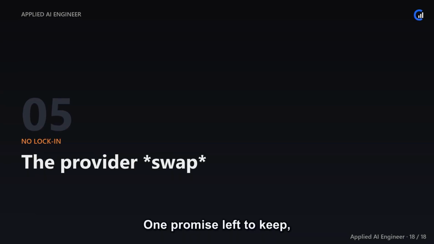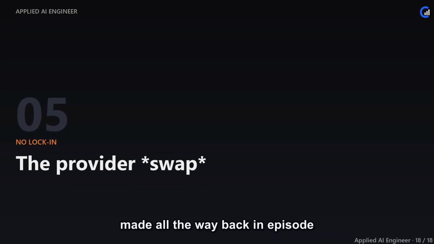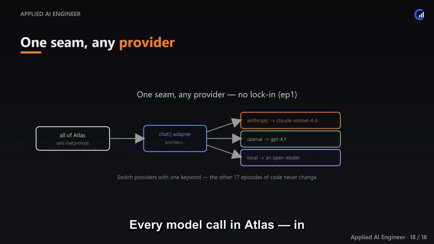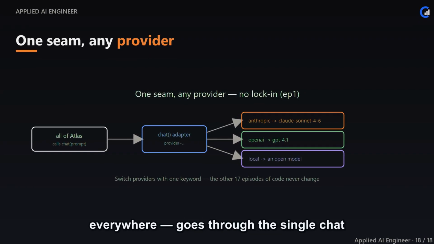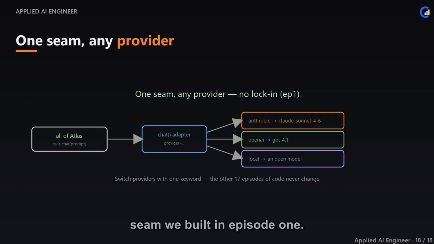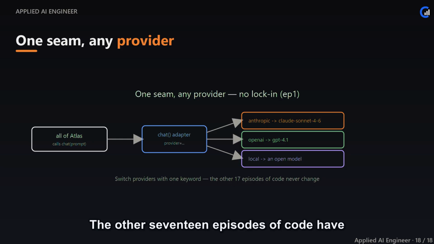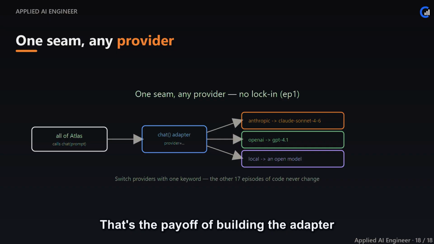One promise left to keep, made all the way back in episode 1: Atlas is not married to any vendor. Let's prove it. Every model call in Atlas, in the agent, the judge, everywhere, goes through the single chat function we built in episode 1. Behind that one function, we can route to Anthropic, to OpenAI, or to an open model. The other 17 episodes of code have no idea which provider is live. That's the payoff of building the adapter on day one instead of sprinkling a vendor's SDK across 100 files.